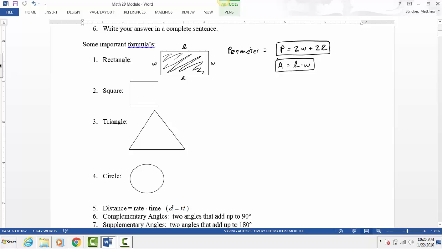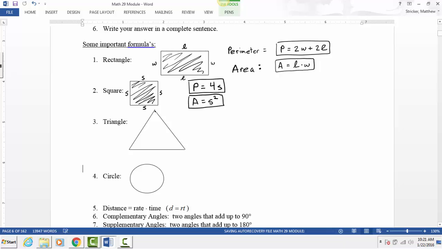Squares are pretty similar, except all four sides are the same. If this side is S, and this side is S, they're all S. If you want to talk about the perimeter, the perimeter is equal to S plus S plus S plus S, which we know is 4S. And then the area, we multiply just like before, length times width, to get the area inside. But in this case, it's not length times width, it's S times S, which we know is S squared, side squared.